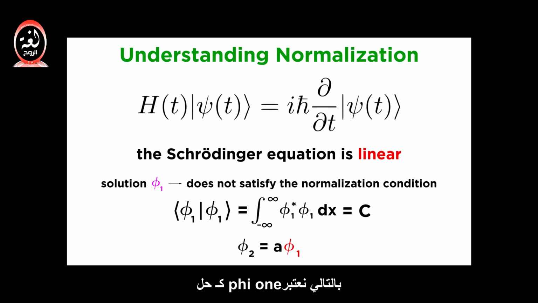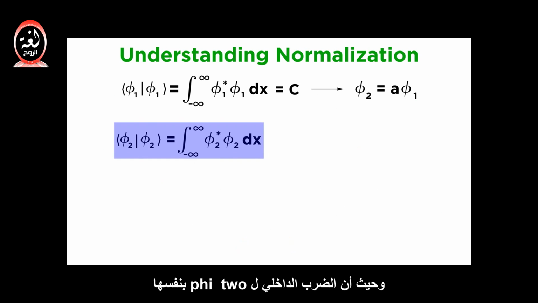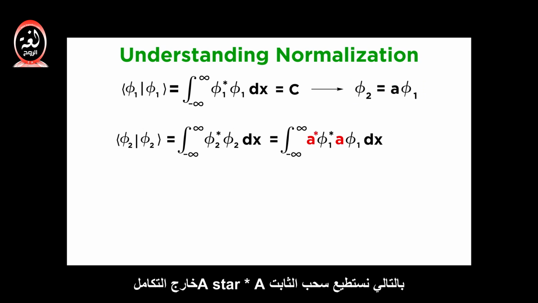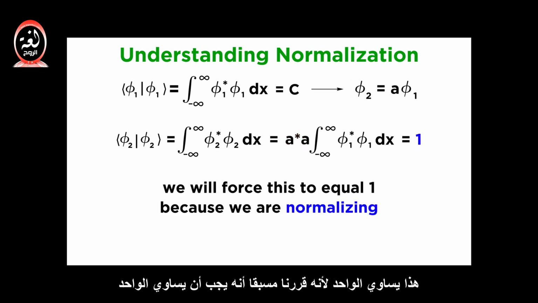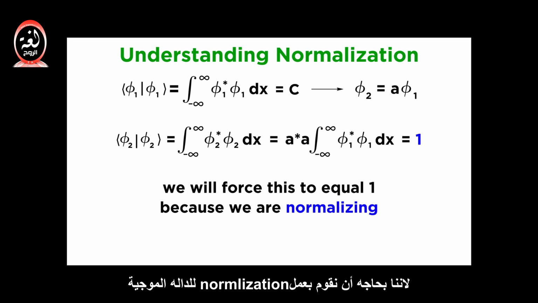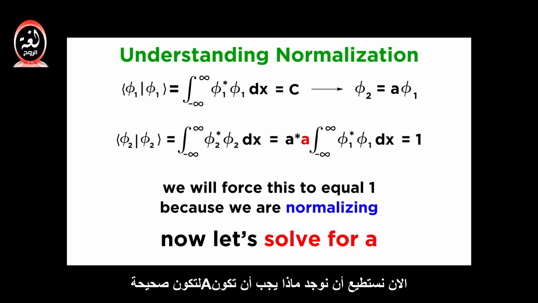So given that phi1 is a solution, then phi2, which is defined as equal to a phi1, must also be a solution. So since the inner product of phi2 with itself would look like this, we can also just replace phi2 with a phi1, and we can then pull the constants a star times a out of the integral. This will equal 1 because we have decided that it should equal 1, because we need a normalized wave function, and that is the condition of normalization. Now we can find what a must be for this to be true.